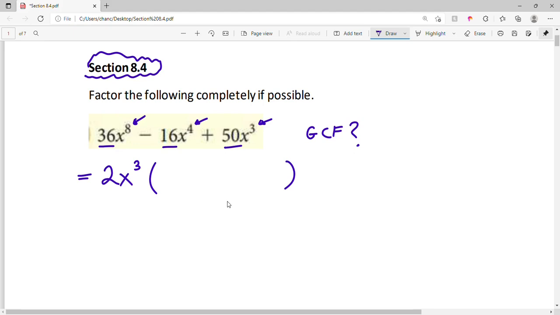So now we'll ask, 2x cubed times what gives us 36x to the 8th? That's got to be 18x to the 5th. 2x cubed times what will yield 16x to the 4th? That's going to be a negative 8x. And then finally, 2x cubed times what will give us 50x cubed? That's going to be a plus 25. And that completes our problem. This is completely factored.